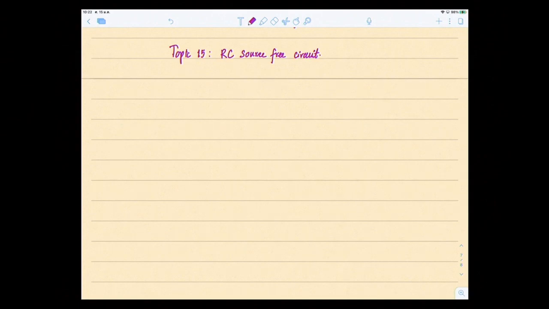Hi, everybody. So, the topic today is on RC source-free circuit. It's part of the first order circuit chapters. Okay, but I'm going to divide it out into small topics so you don't get bored, in one session. So RC source free. What this means is that it's a circuit that consists of resistors and a capacitor.